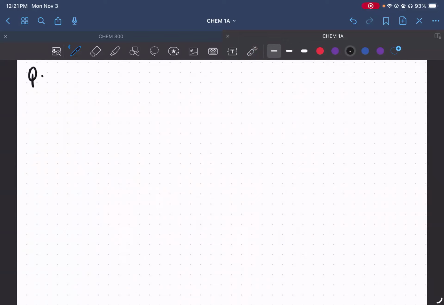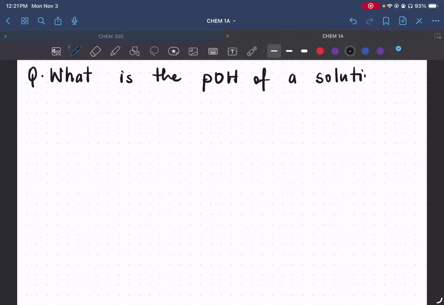The question simply says, what is the POH of a solution where you're specifically being told the H plus concentration is equal to 2.5 times 10 to the negative 3 molarity? All right.